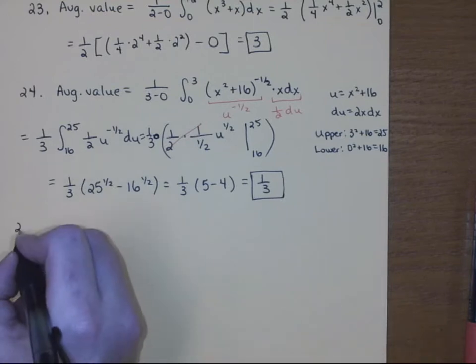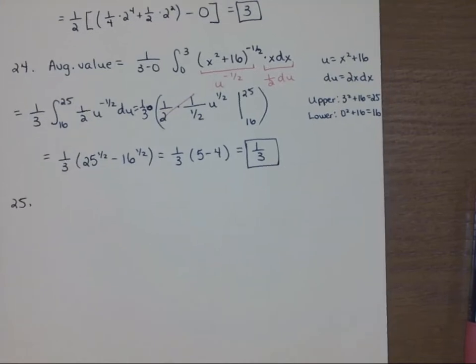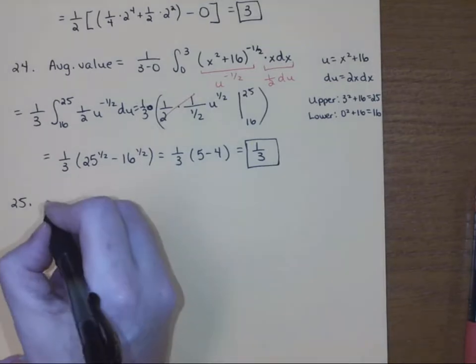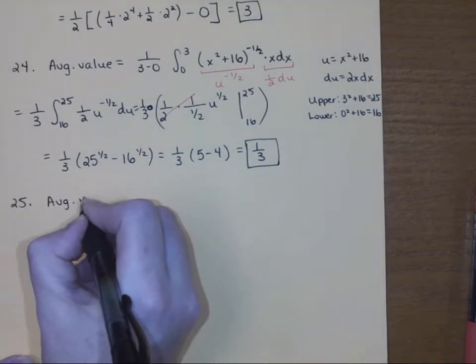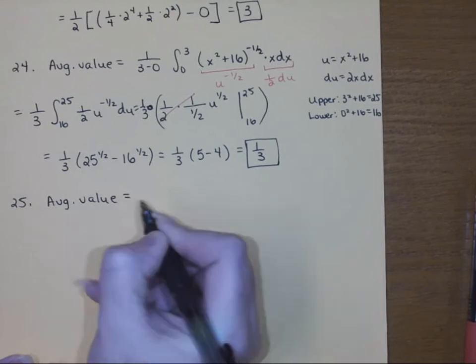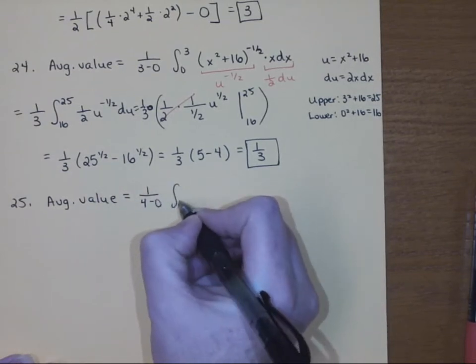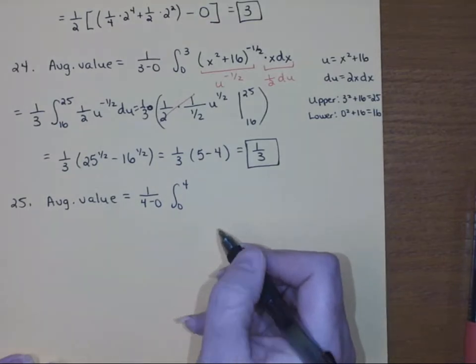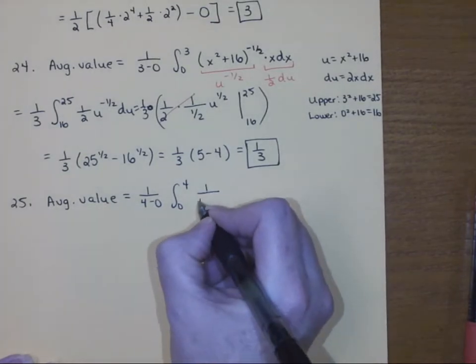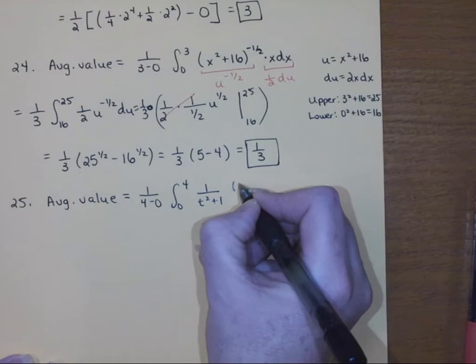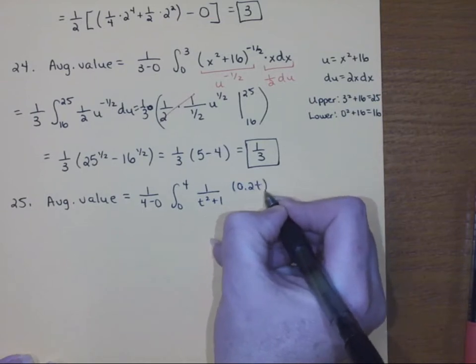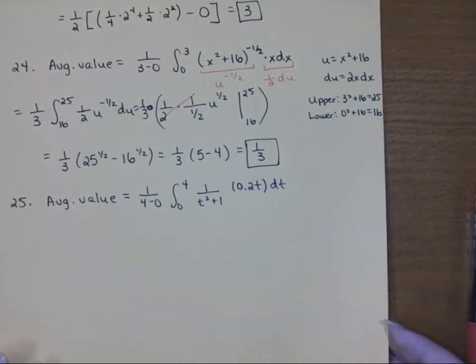Alright, so let's do an application problem. I would probably be more likely to put an application problem on the test than I would be these two, just FYI. Alright, so the average value, this one we're going from 0 to 4 hours, so it's 1 over 4 minus 0, the integral from 0 to 4. And again, I'm going to separate these. 1 over t squared plus 1 times 0.2 t dt.